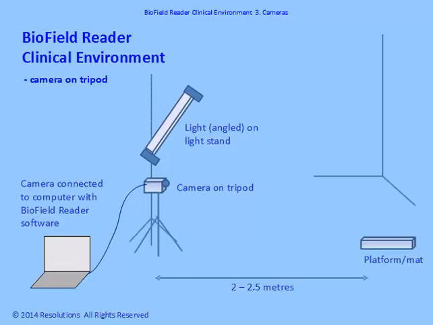One other lighting setup, again this is an angled light on the light stand, but again the camera's in line with the light, in line with the middle of the subject standing here.